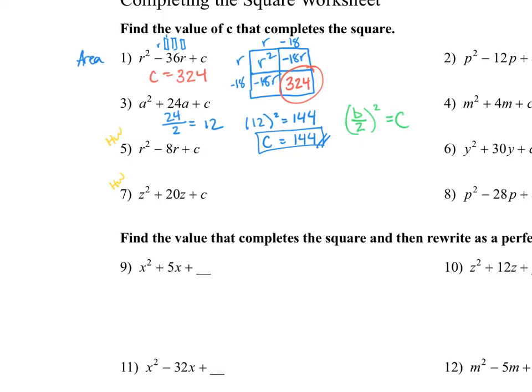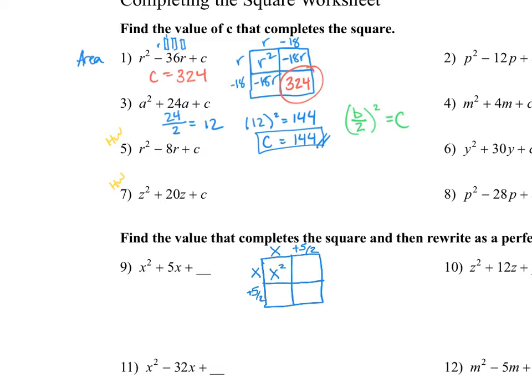So let's see. If I change my pen color and I draw my square, I'm going to have x and x, giving me an x squared inside. And then if I take that b value of 5 and I split it in half, I'm just going to leave that as 5 halves. I'm going to leave this as a fraction.